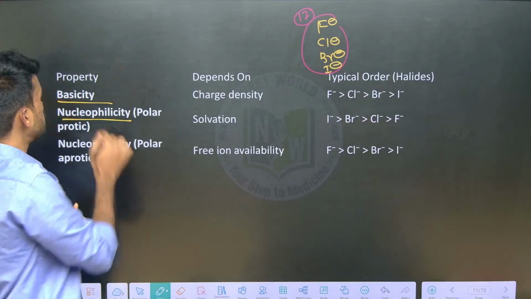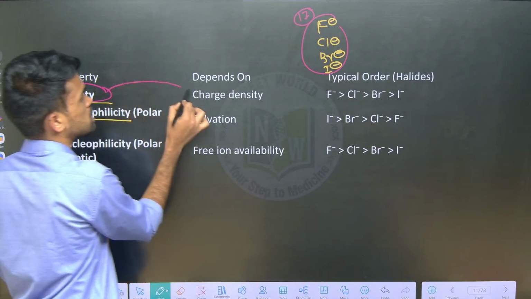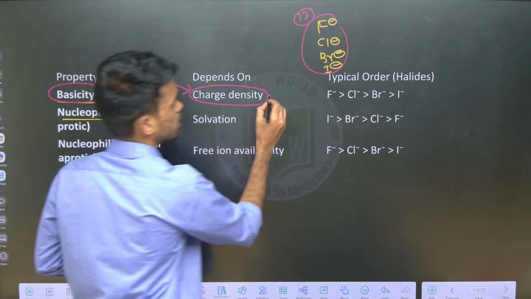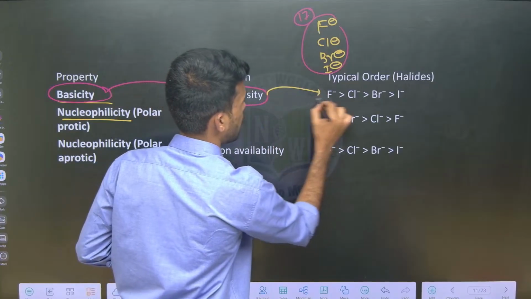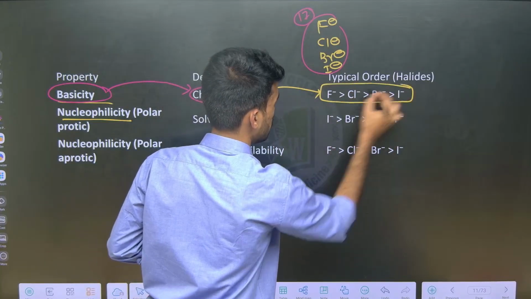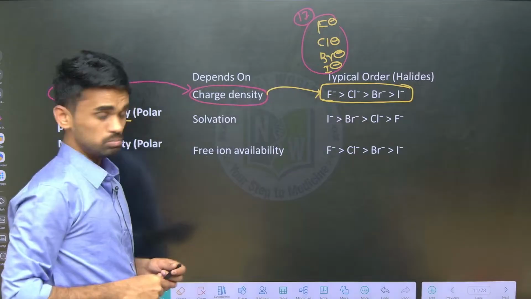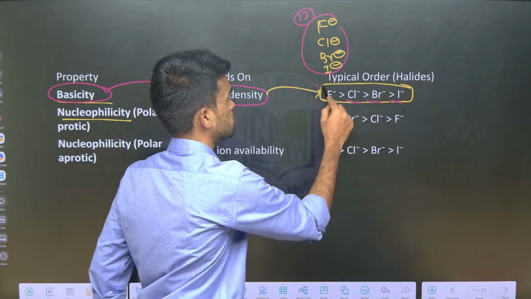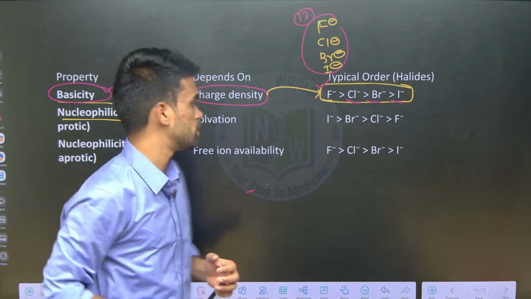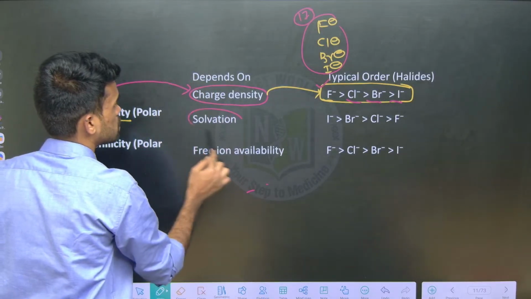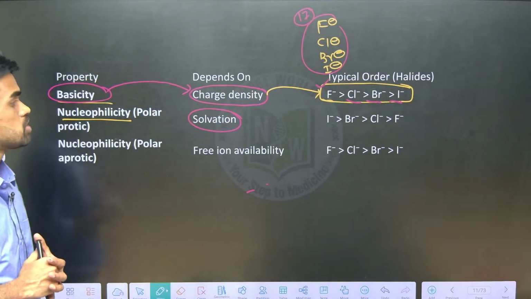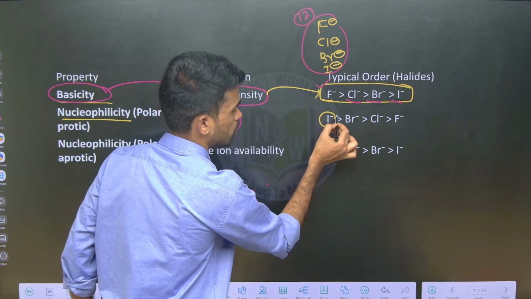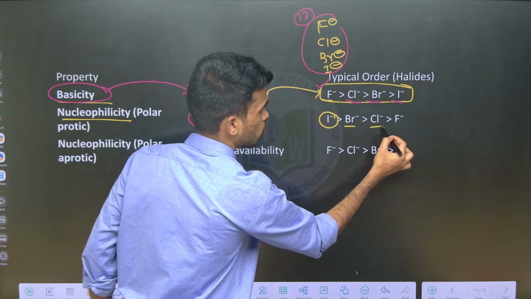Basic nature depends on charge density. Based on this, the basic nature is ordered in this way: fluoride ion is the strongest base, then chloride ion, bromide ion, iodide ion. This is the basic nature. But nucleophilic nature depends on solvation also. Due to that, iodide ion is more nucleophilic than bromide ion, chloride ion, and fluoride ion.